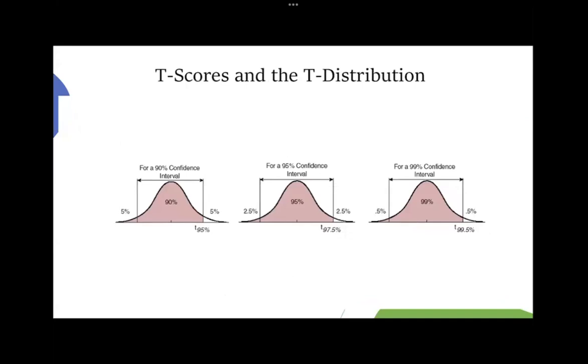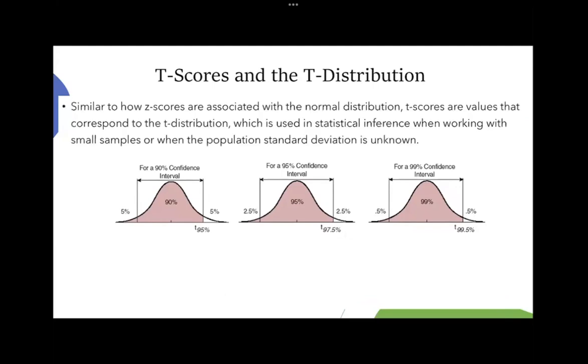So remember that we had 3 levels of confidence in the previous lecture, 90, 95, and 99. We are also going to have 3 levels of confidence when doing confidence intervals for the t-distribution. In the same way that z-scores are associated with the normal distribution, t-scores are values that correspond to the t-distribution, and they're used in statistical inference when working with small samples or when the population standard deviation is unknown.